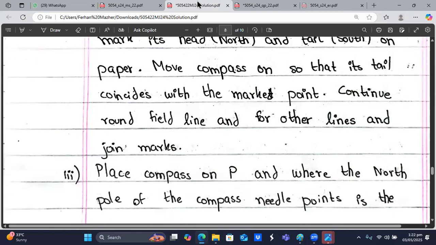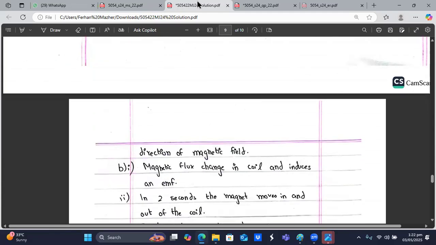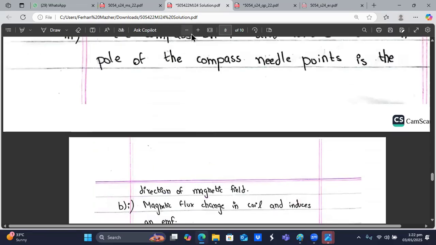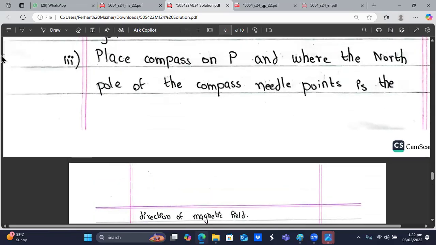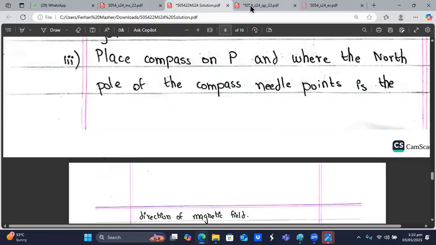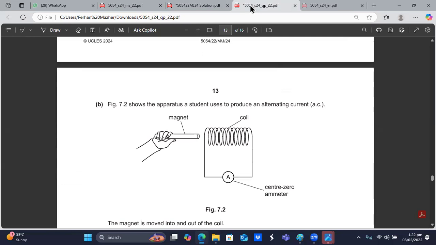So let's check what my student has written. Place compass on the P, and where the north pole of the compass needle points is the direction of the magnetic field. So this is what she has written, and this is an answer. Let's look at the marking scheme, and you can read the marking scheme. You can pause the video. You can take your time. Then we have the next question, question number 7B part.